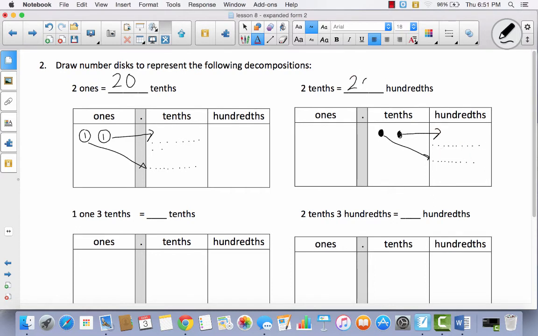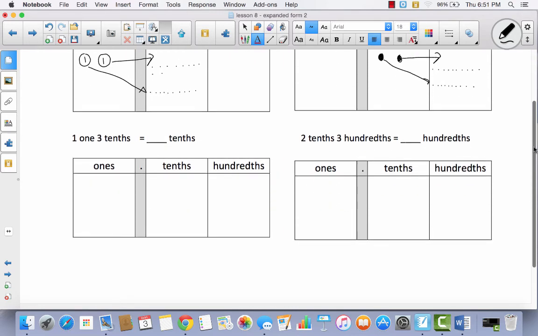So what do you notice is happening when we move to the right on the place value chart? What are we adding every time? We're adding a 0.